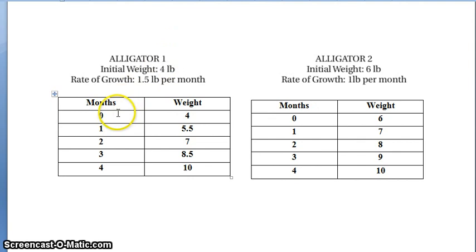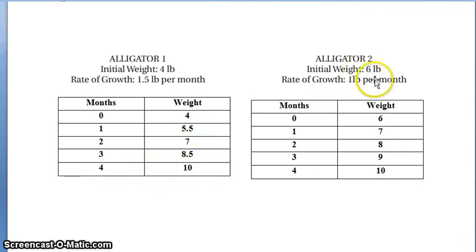the alligator was born, the weight is 4 pounds. And then every month, this alligator is going to grow 1 1/2 pounds. That's the rate of change, or that's the slope. So you're going to go up or increase 1 1/2 pounds every month. And at 4 months, you're at 10 pounds.